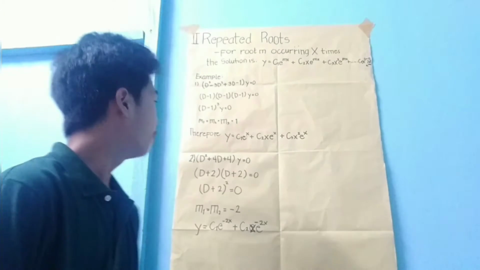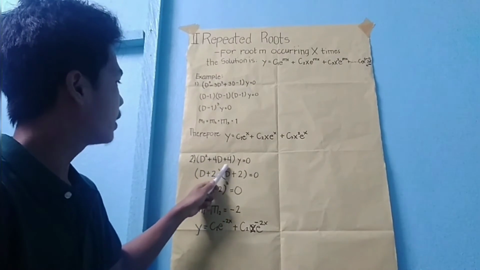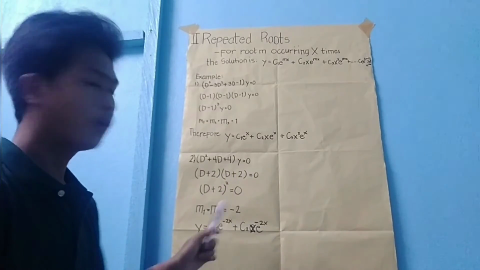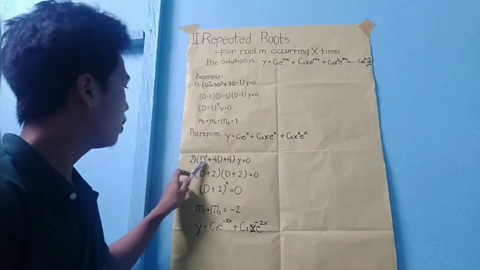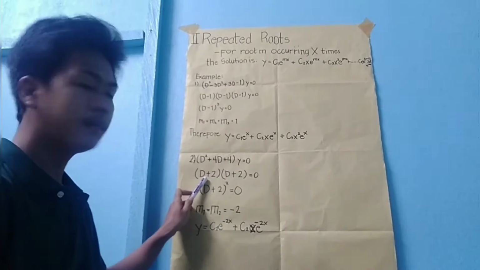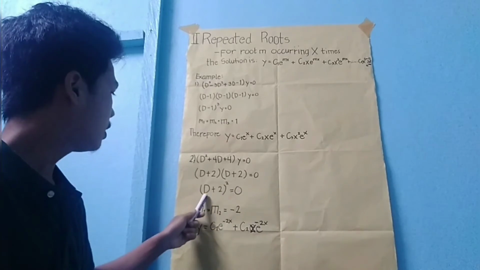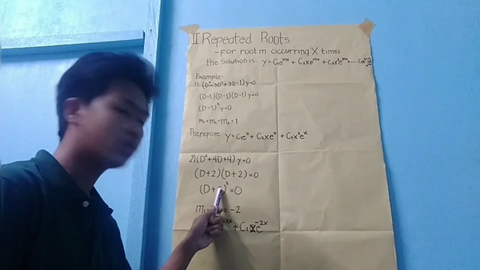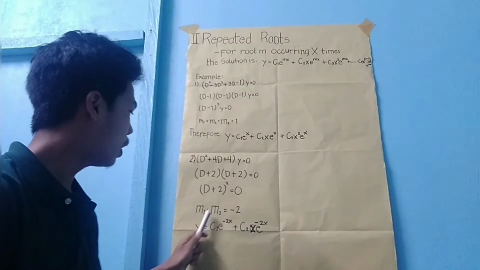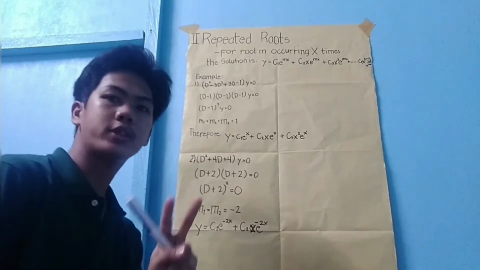Our second example is D squared plus 4D plus 4 times y equals 0. We can factor D squared plus 4D plus 4 as (D plus 2) times (D plus 2). We can write that as (D plus 2) raised to 2. When we transpose the 2 to the other side, it becomes negative, so our root is negative 2.